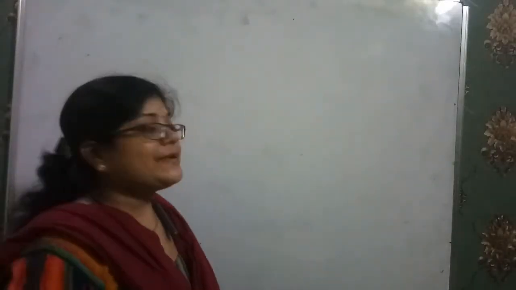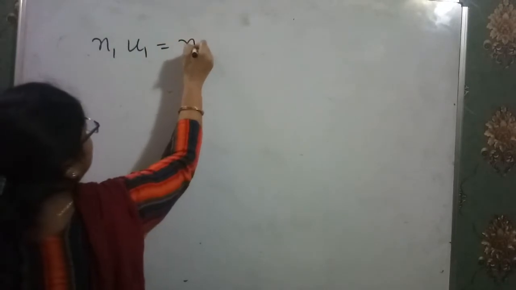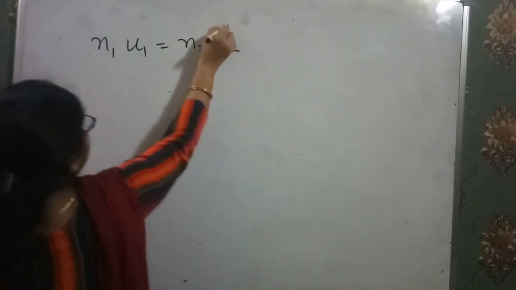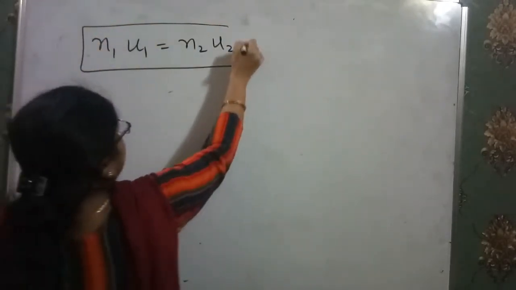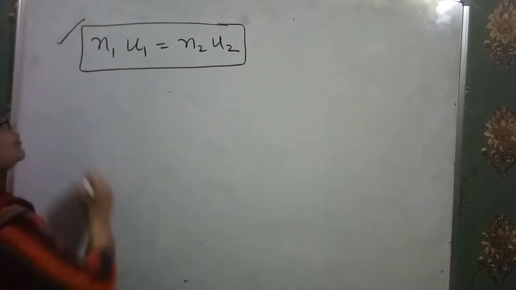The concept which I am explaining in this video is the conversion of unit from one system to another. Now just see, the formula for that is N1U1 = N2U2. Now I am going to explain what is that and how will I do that.